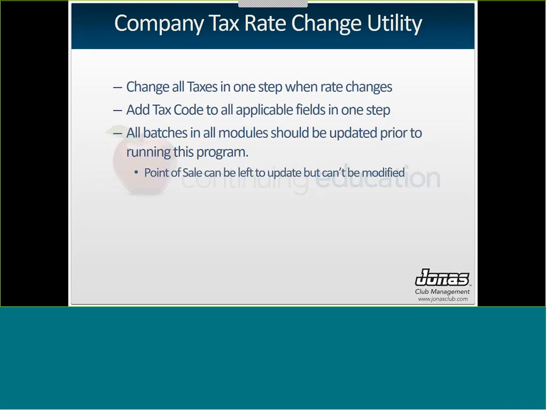You can leave point of sale end of day updates as long as you don't modify them. So if you don't touch your chits, you just leave them there as closed and non-updated. You run the tax rate change utility. Then you can go ahead and update your point of sale, but don't try to modify any of those chits because they will cause an imbalance.